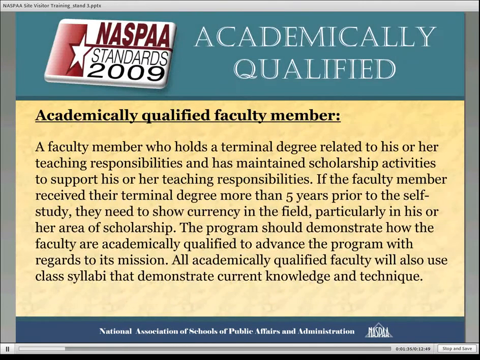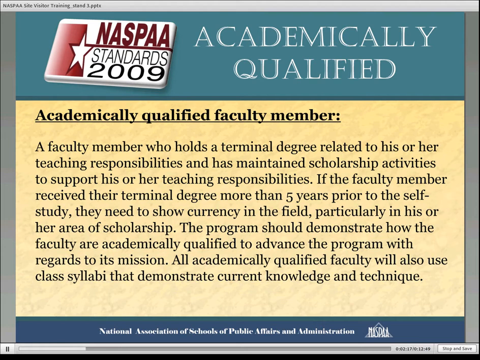This long definition here of academically qualified faculty members refers to those who are from the traditional academic background in their determination of qualification. So a faculty member who holds a terminal degree related to his or her teaching responsibilities and has maintained their scholarship activities to support his or her teaching responsibilities is an indication that the faculty member is academically qualified. And if the faculty member received their terminal degree more than 5 years before the self-study, then they need to demonstrate currency in the field with regard to their area of scholarship.